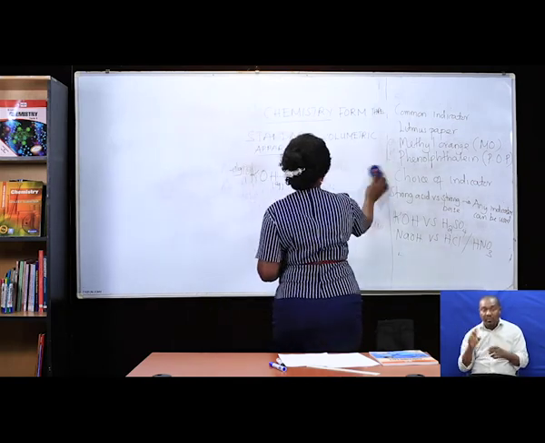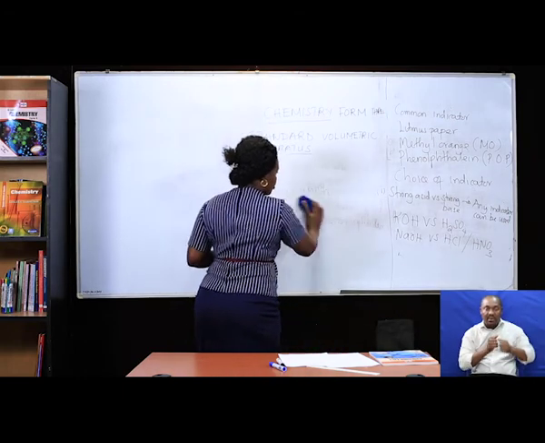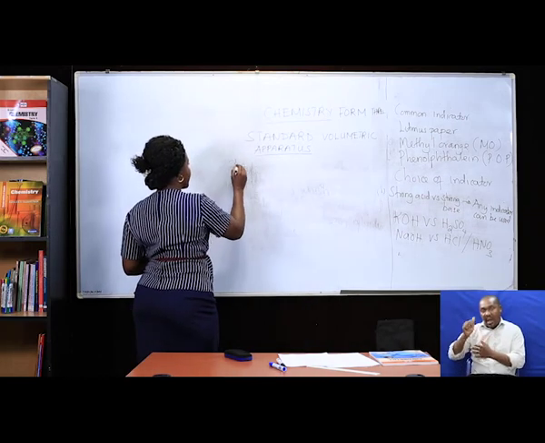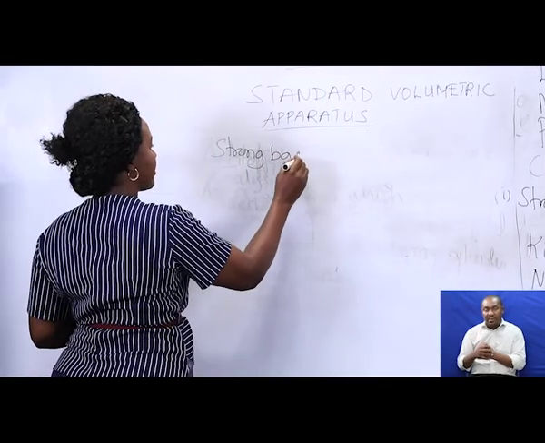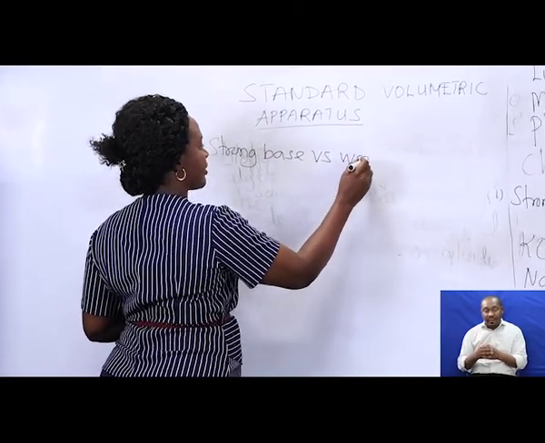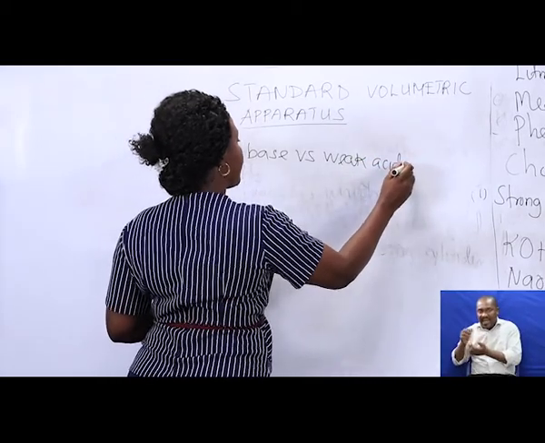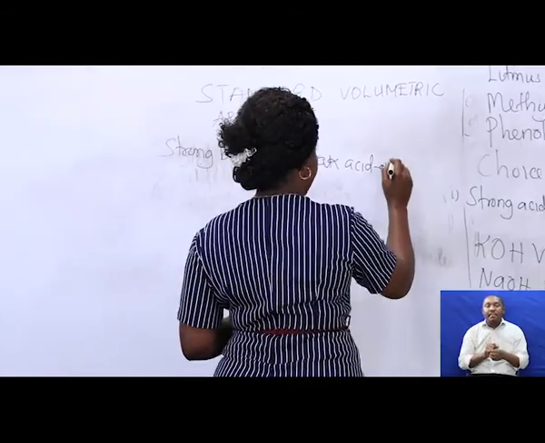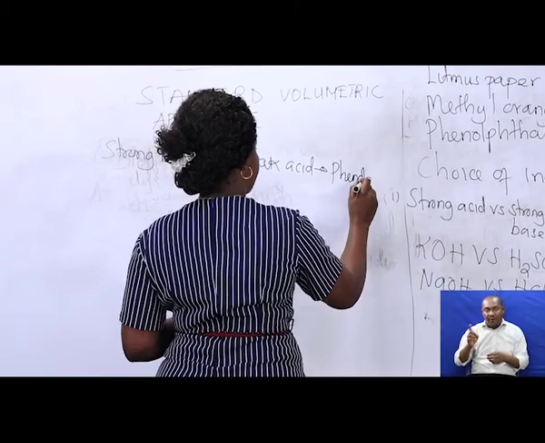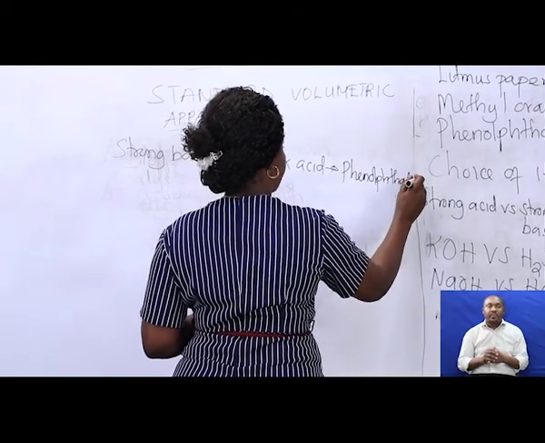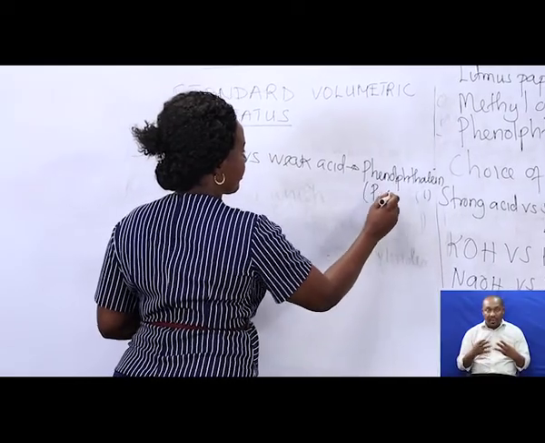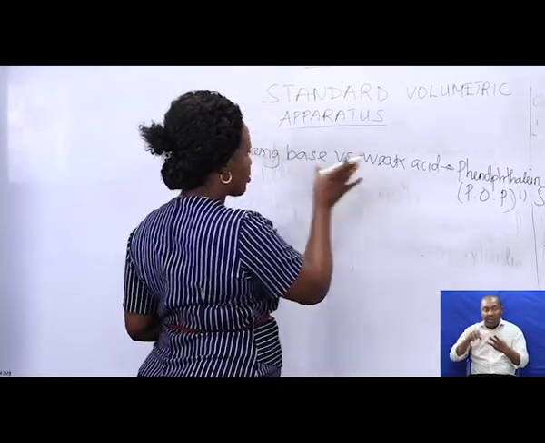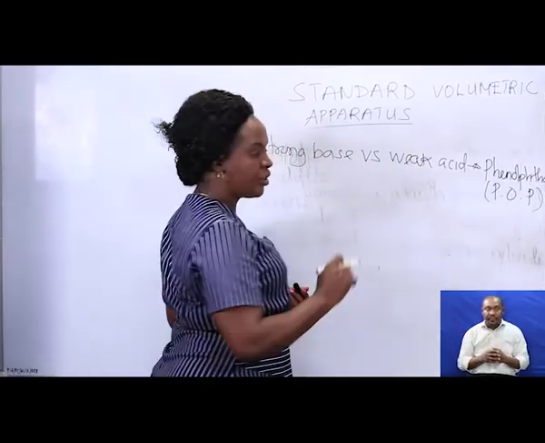But what if I'm titrating a strong base versus a weak acid? What is the favorable indicator? It is phenolphthalein, POP. So this is the favorable indicator for the reaction between a strong base versus a weak acid. Strong base versus weak acid, use phenolphthalein.